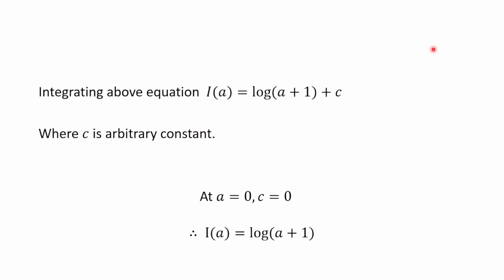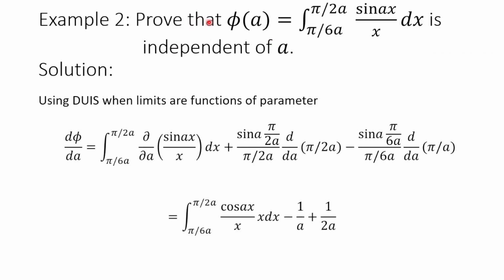Okay. Now, let us go for an example where we have limits as functions of parameters. Here our question is: prove that phi of A is equal to the integral from pi by 6a to pi by 2a of sine of ax upon x dx is independent of A. That means we need to show that this phi of A is independent of A.